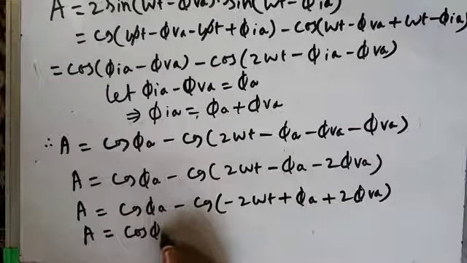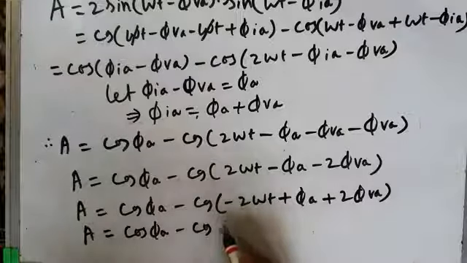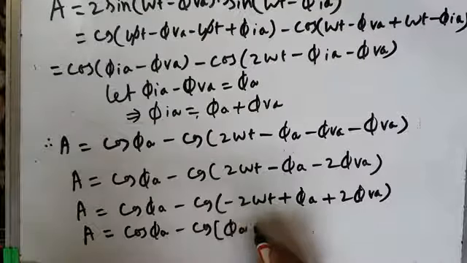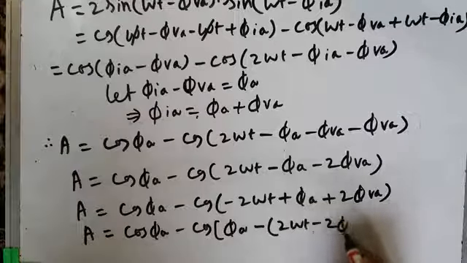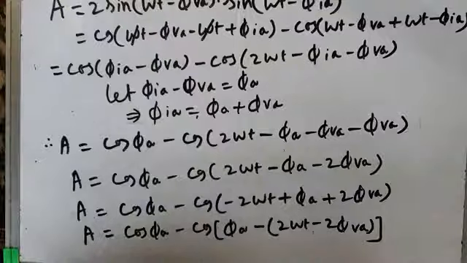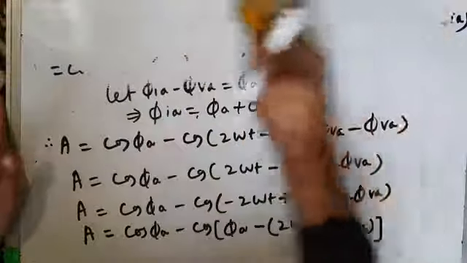So this is equal to cos phi A minus cos of, what I can do is write first this phi A, then I can take this minus out and write 2 omega t minus 2 phi VA. Okay, so A is equal to cos phi A minus cos of phi A minus, 2 omega t minus 2 phi VA. So I can further simplify it.